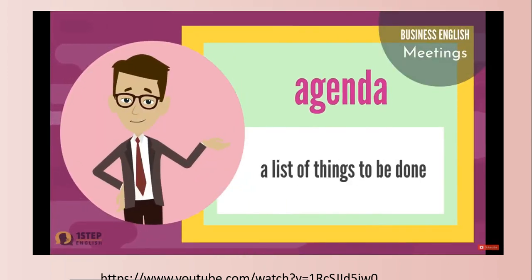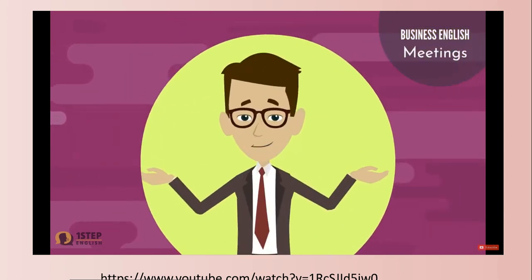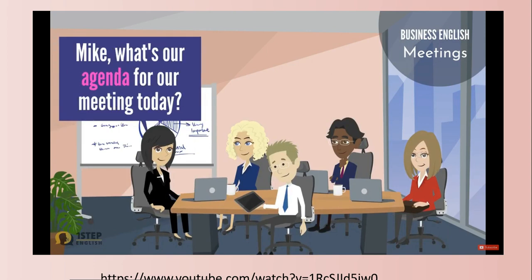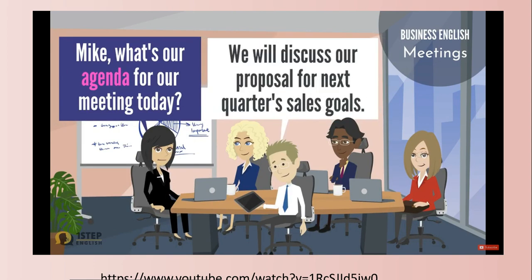Agenda. It refers to a list of things to be done. Here's an example. Mike, what's our agenda for our meeting today? We will discuss our proposal for next quarter's sales goals.